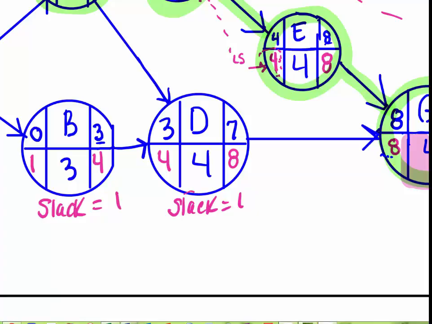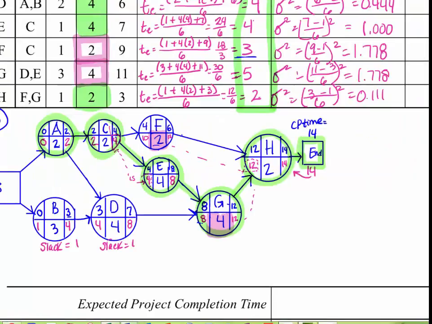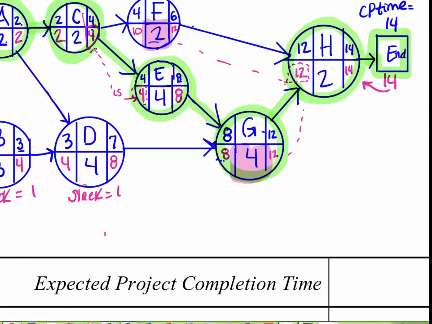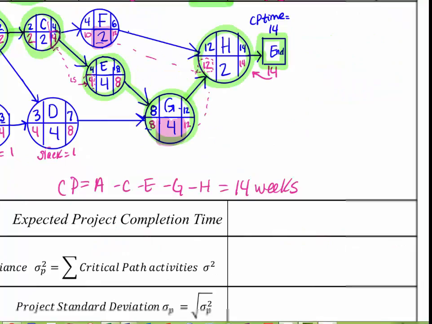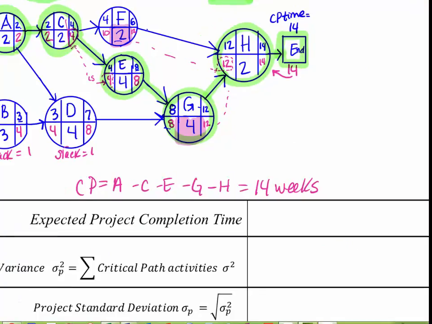So let's make some notes. We've got our critical path here. It's going to be A dash C dash E dash G dash H, and the time is going to be 14 weeks. So expected project completion time, we're going to have 14 weeks. And then the project variance.